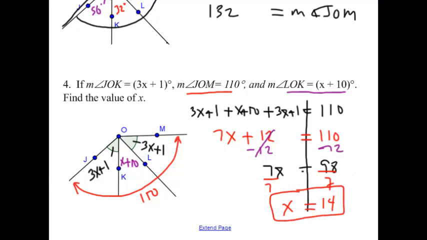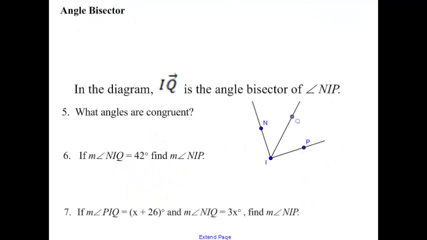We could plug that in and check, but for the sake of time, I'm going to move on. All right, so moving on, we have a new vocabulary word. It's angle bisector. And an angle bisector is pretty similar to a segment bisector. You get the same idea. The prefix bi means two again, and sect means to cut, so we're going to cut it in half into two equal parts. In a diagram that would look like this.